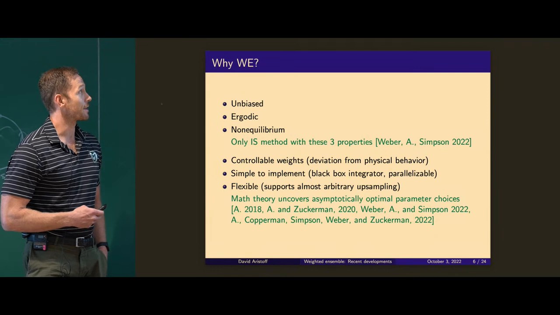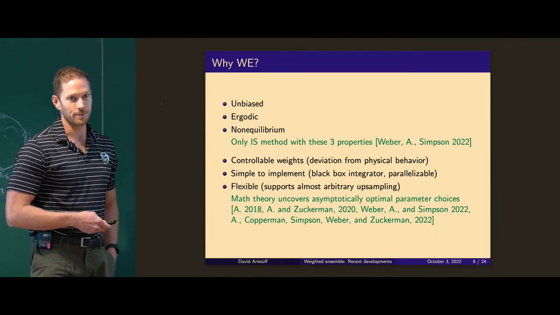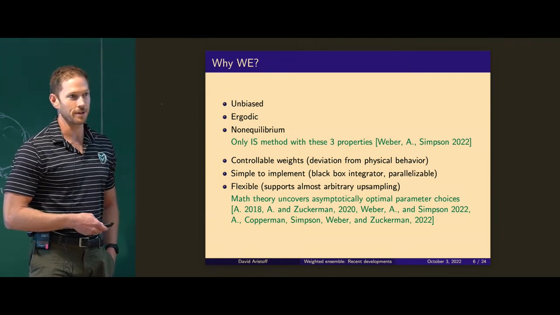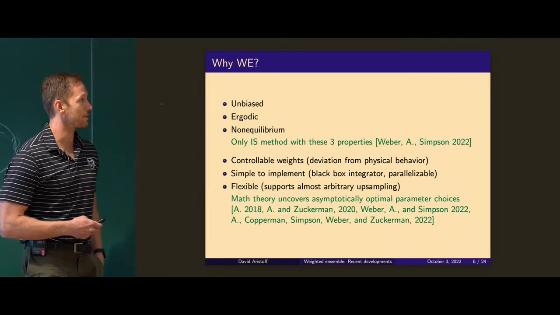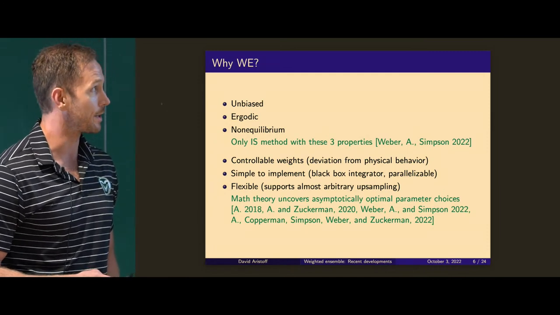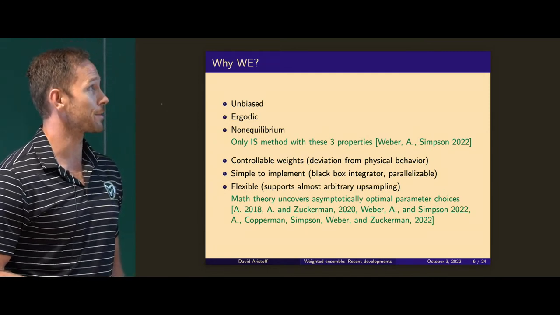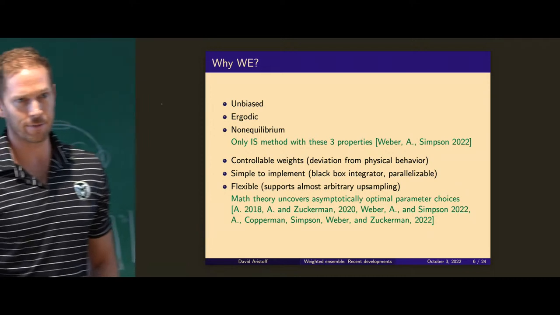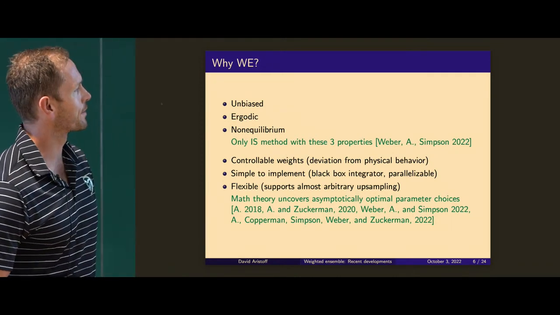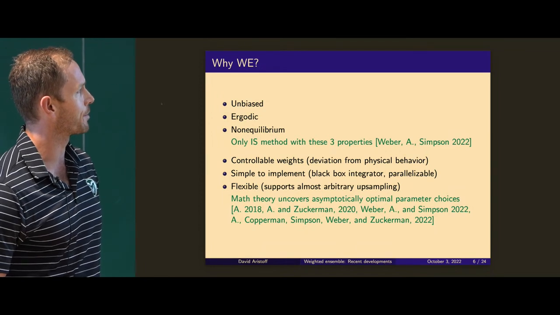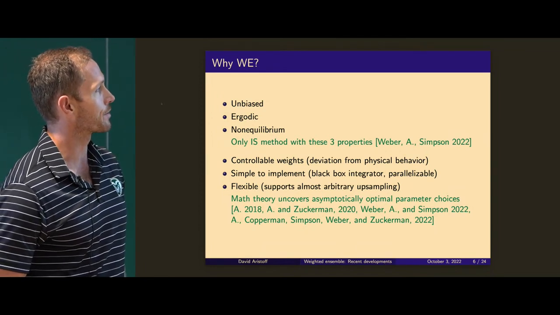It's ergodic, so I can take time averages of an ensemble of walkers, and things are all good and kosher with that. And I can also handle non-equilibrium, so I don't need an assumption that we're sampling equilibrium or that we have reversibility. No, that's needed here. And I think, as far as we can tell, this is the only importance sampling method that has these three properties combined.